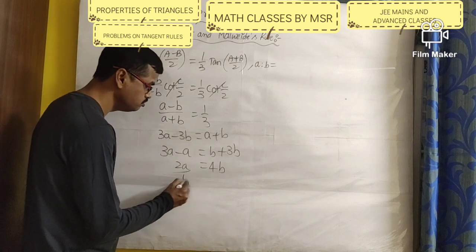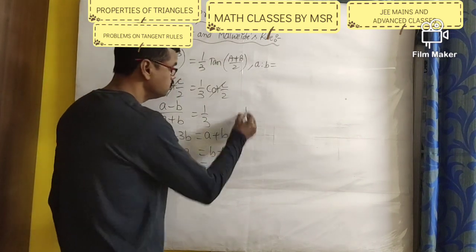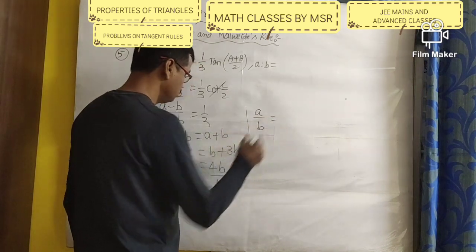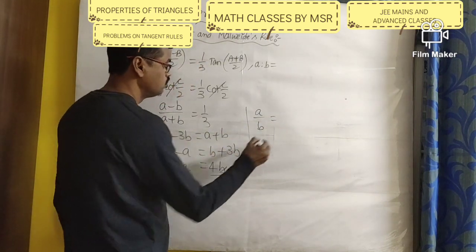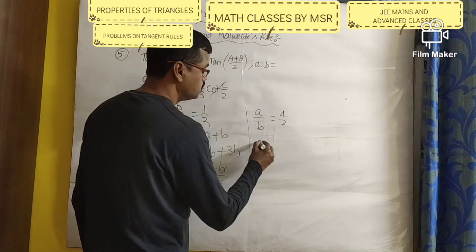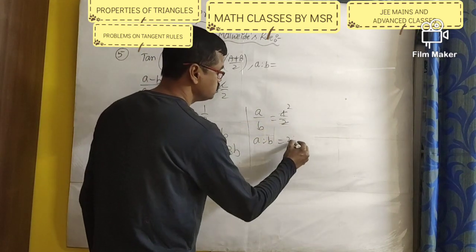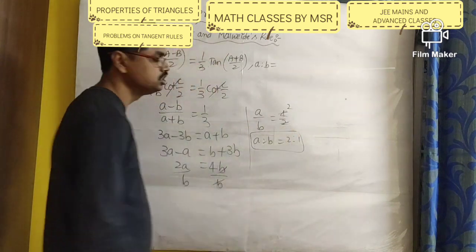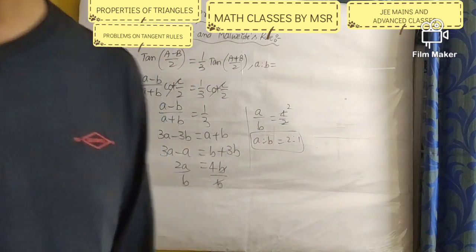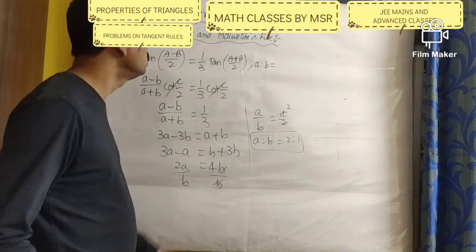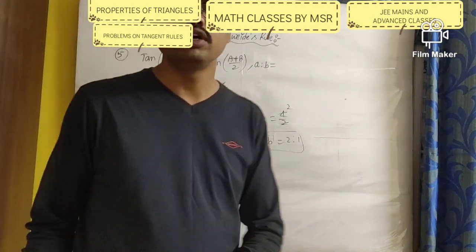Divide on both sides with b. So you will get 2a by b, that is a by b equals to 4 by 2. That is a is to b is equals to 2 is to 1. So a is to b is equals to how much we got? 2 is to 1. So these are the problems based on tangent rule as well as Mollweide's rules.